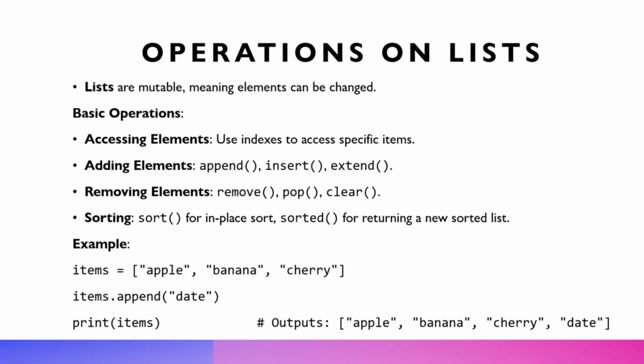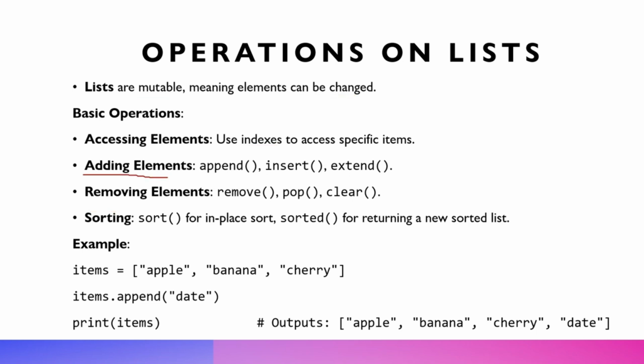Lists in Python are mutable, meaning elements can be changed or modified in the list. A list allows us to store multiple items in a single variable. Some basic operations on list include accessing elements, adding, removing, and sorting elements. Accessing elements in list is the same as we accessed elements in the string. By using indexing, we can access specific items.